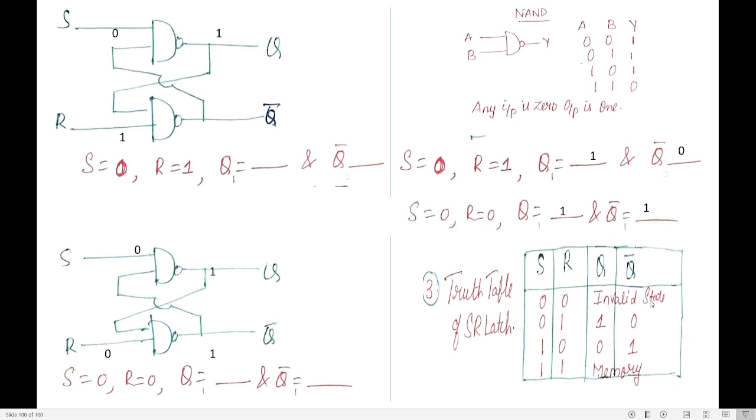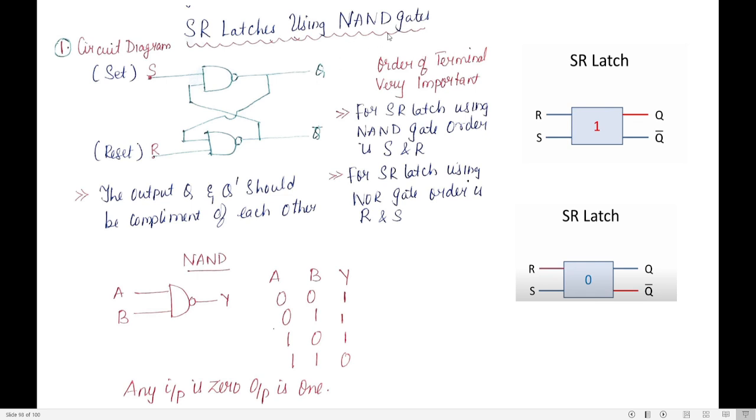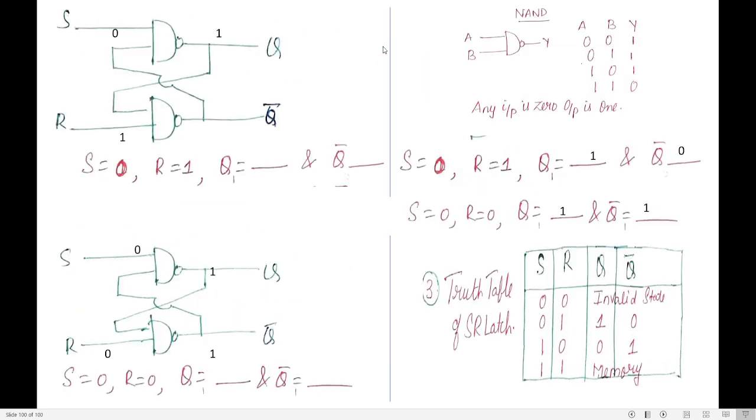So what have we learned from this SR latch? When S and R are 0, 0, invalid state. 0, 1, the output becomes 1 and 0. 1, 0, output is 0 and 1. 1 and 1, it acts like a memory element. This is how you need to construct the SR latch using what gate? NAND gate. Thank you.